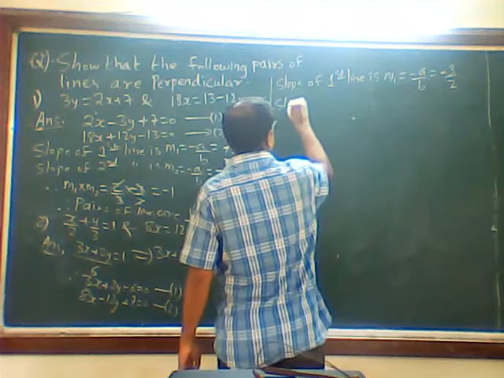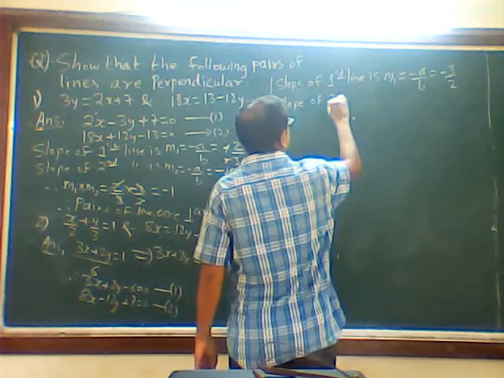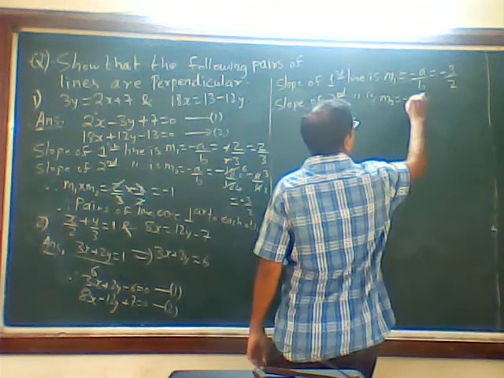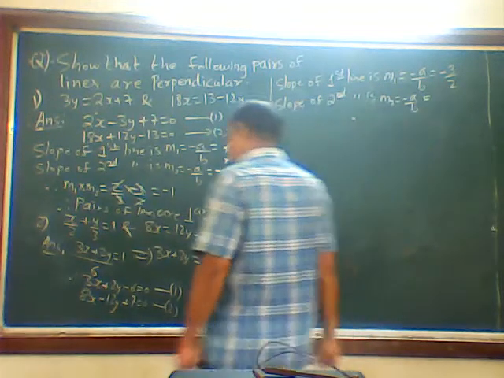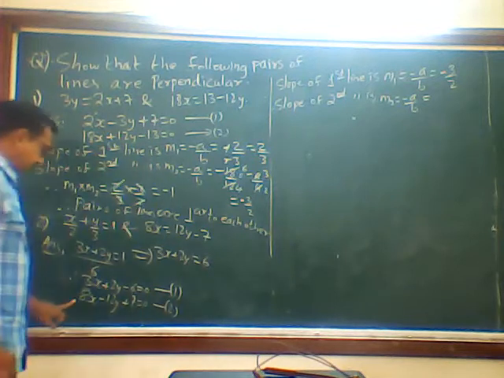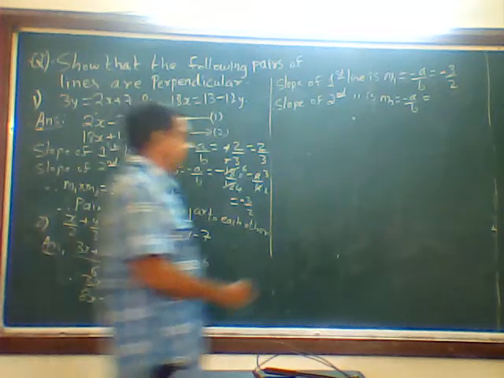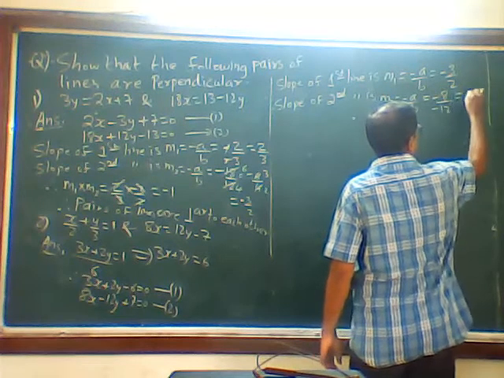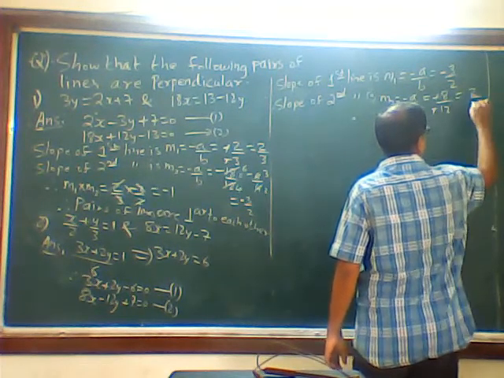Next, slope of the second line, m2, is equal to minus a upon b. So a is 8 upon minus 12. That is minus minus goes, 4 to 1, 4 3. So it is 2 by 3.